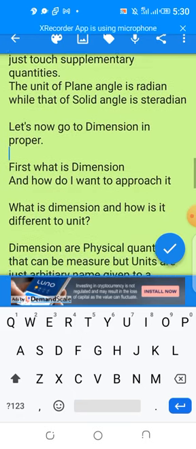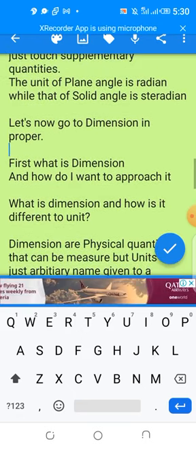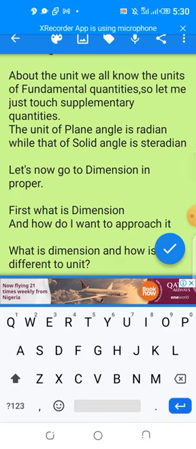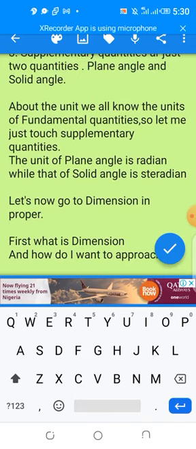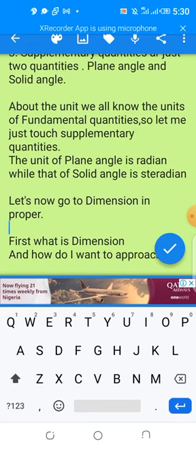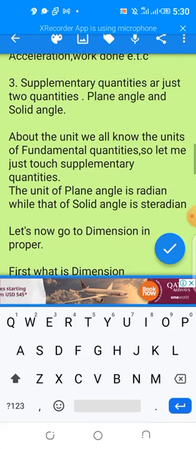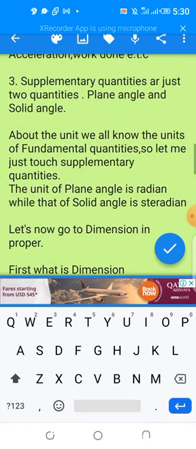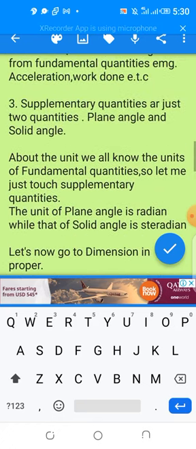Okay, let's go to the dimension proper. But before then, let me just state this here because I want us to answer that question. Plane angle has unit but no dimension. Any supplementary quantity, not plane angle alone. Plane angle and solid angle, they both have unit but no dimension.